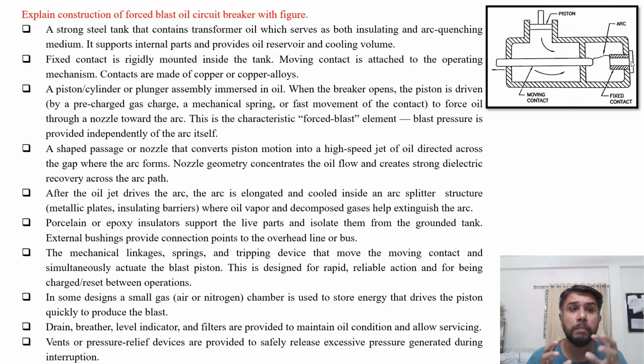So these are the basic constructional details of forced blast oil circuit breaker, and the figure is shown like this. A simple construction here. The supporting structures or operating mechanism is not shown in the figure. It is just a basic figure that you have to draw when answering in examination.